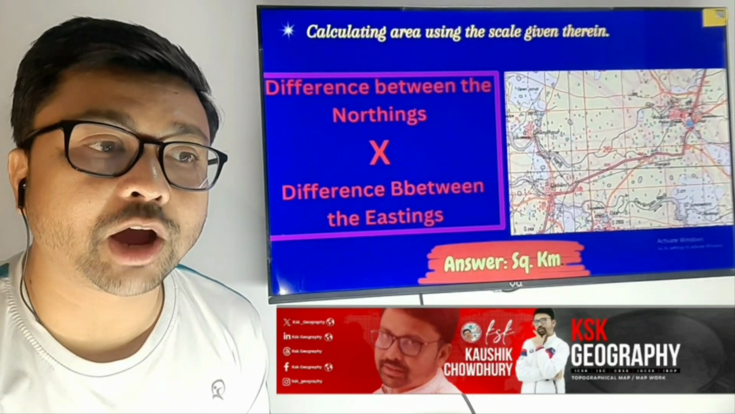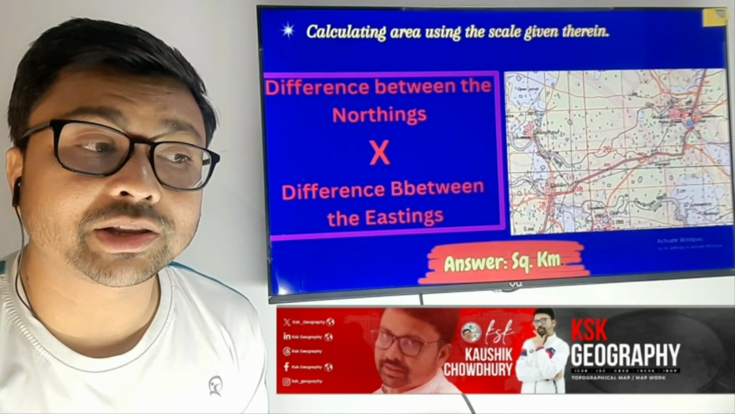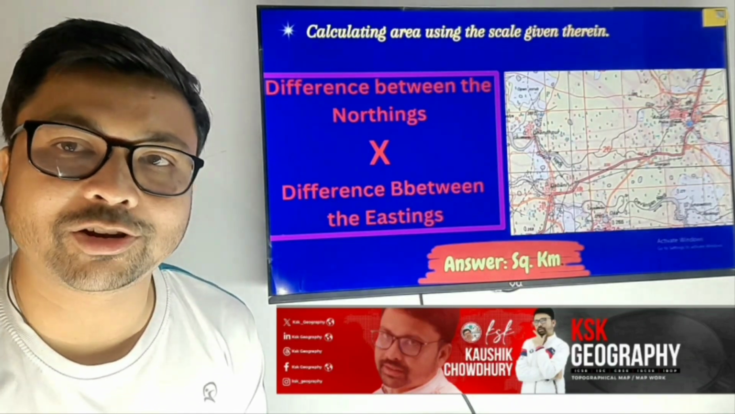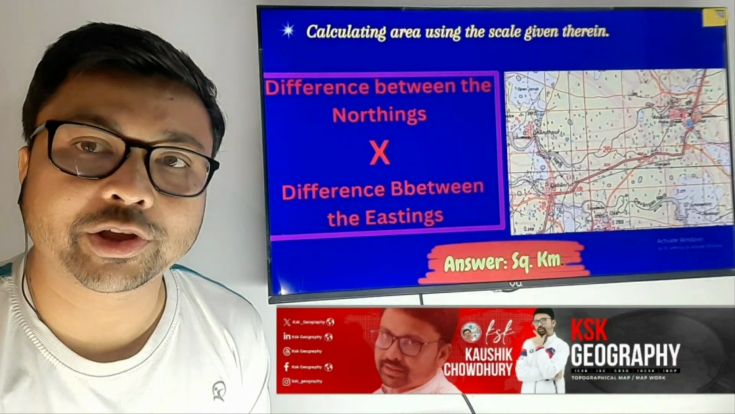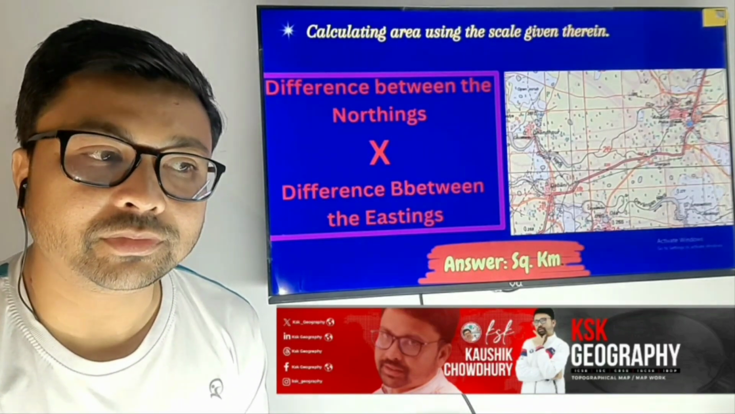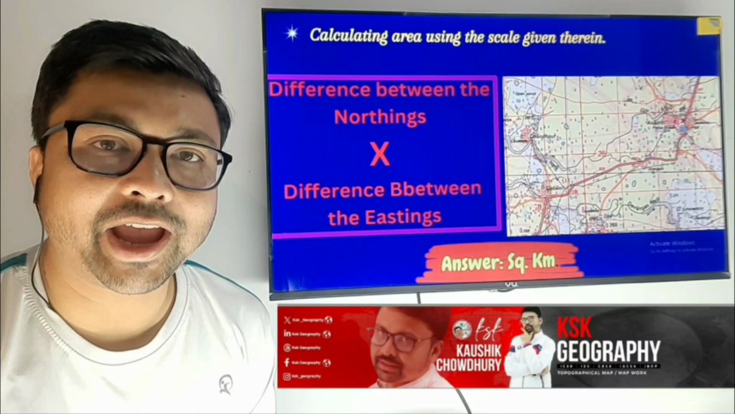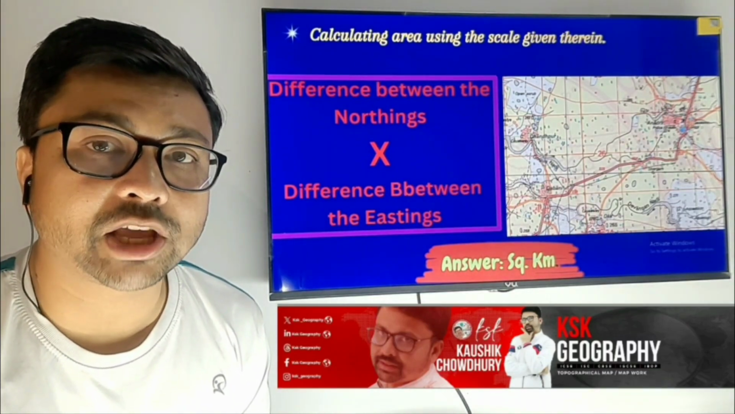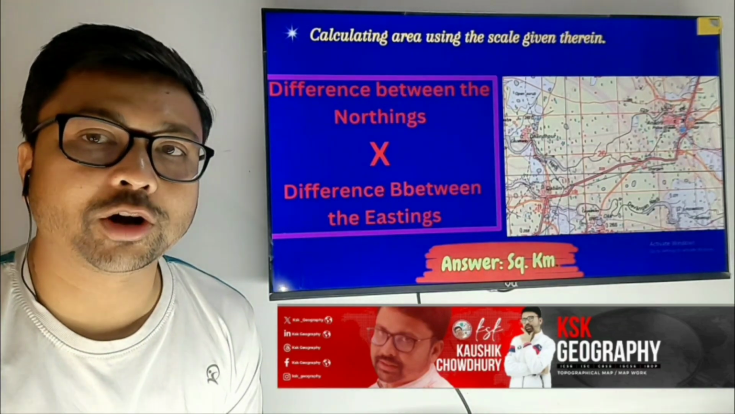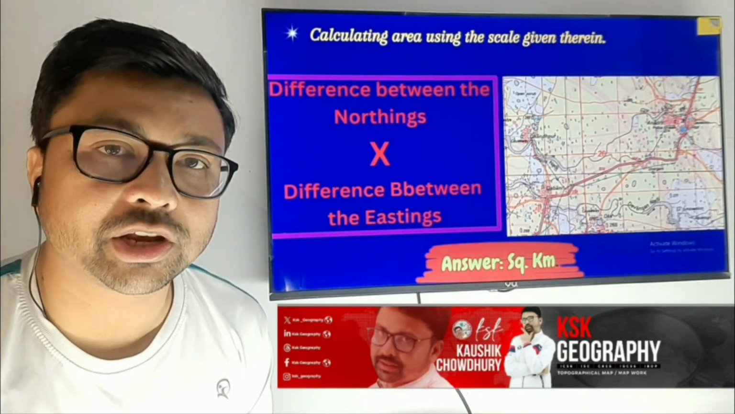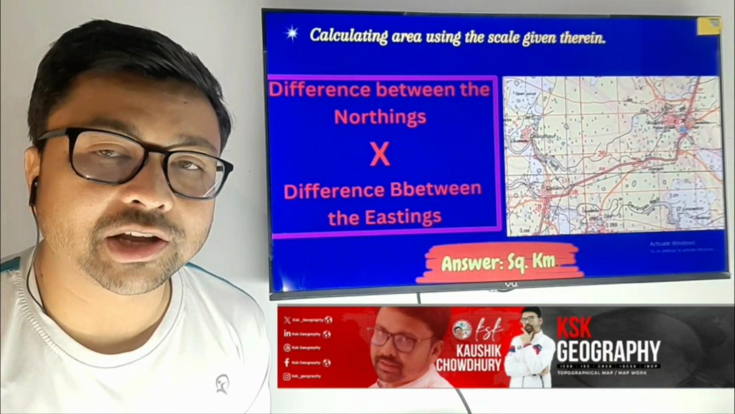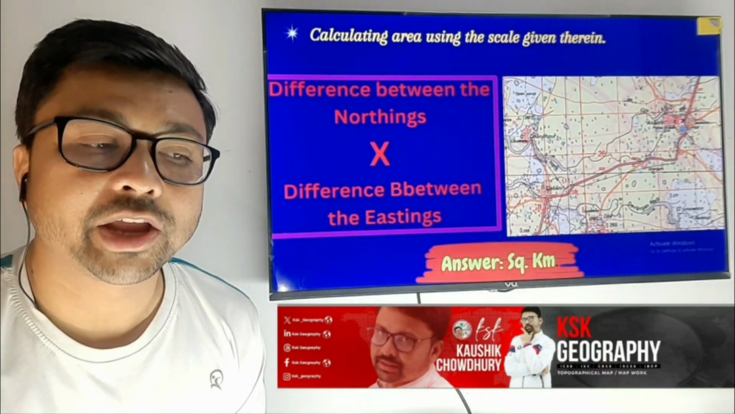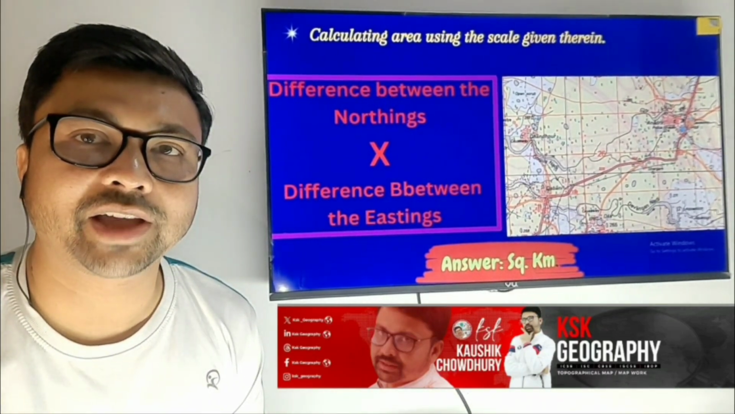Next one, you need to know how to calculate the area. Remember, to calculate the area, first of all you don't need to look at the map. From the question only you can answer those questions. How? First of all, you need to find the difference between the northing and the difference between the easting, and then just multiply, and that answer will always be in square kilometers. Don't make a mistake here. You don't need to do division or anything else. Just multiply the difference of northing and the difference of easting. It means that much square kilometer area, right?